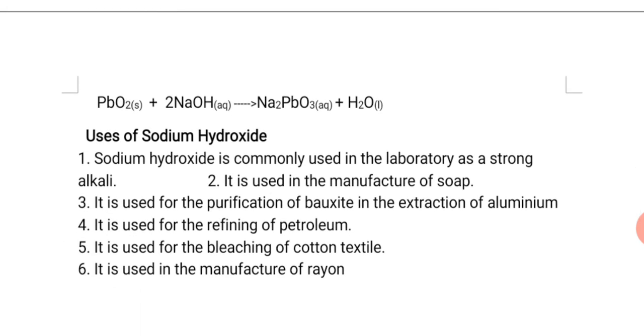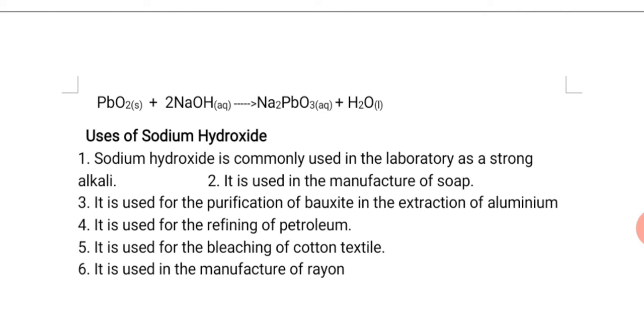Lead oxide, that is lead IV oxide, PbO2, plus 2NaOH to give sodium plumbate, Na2PbO3, plus H2O.